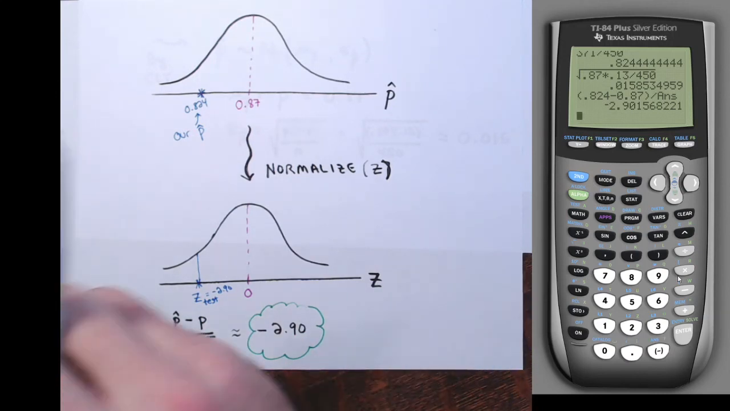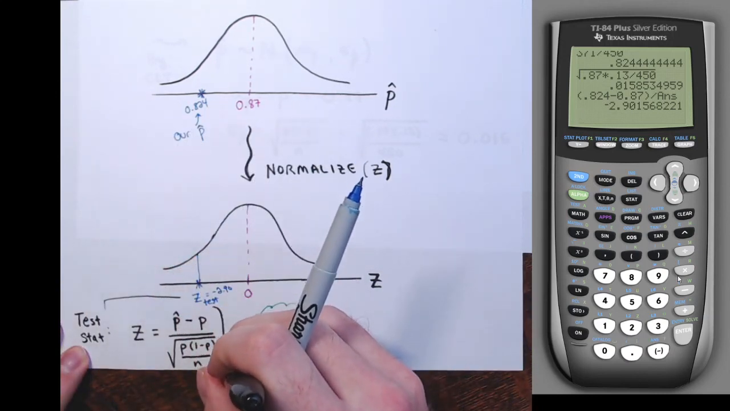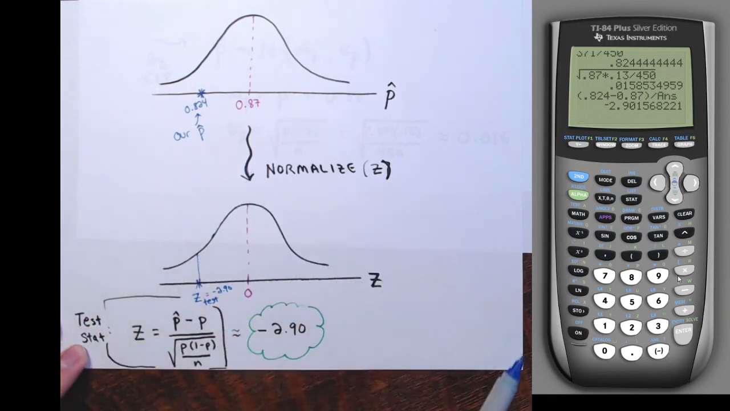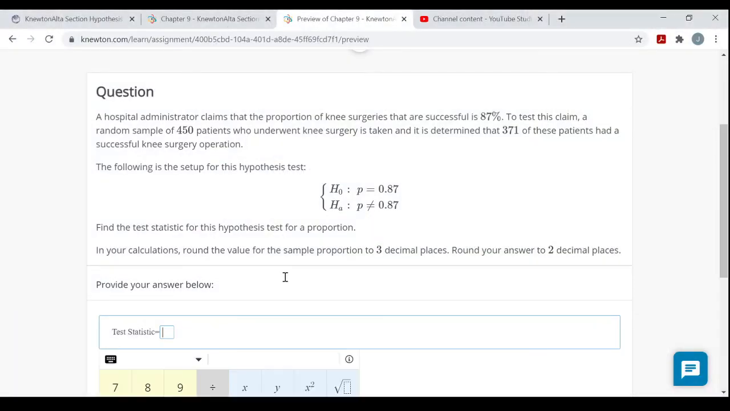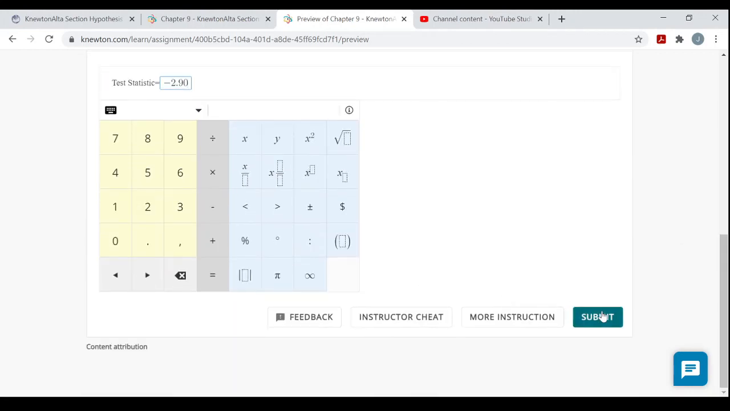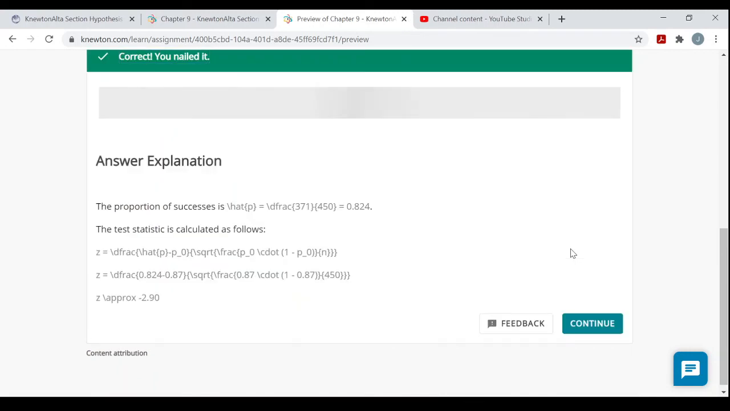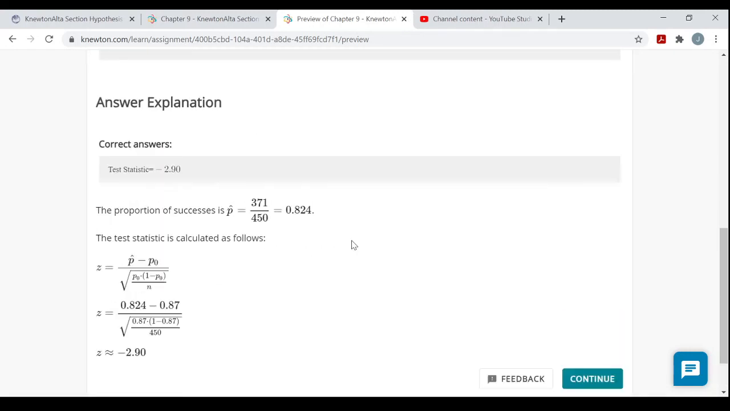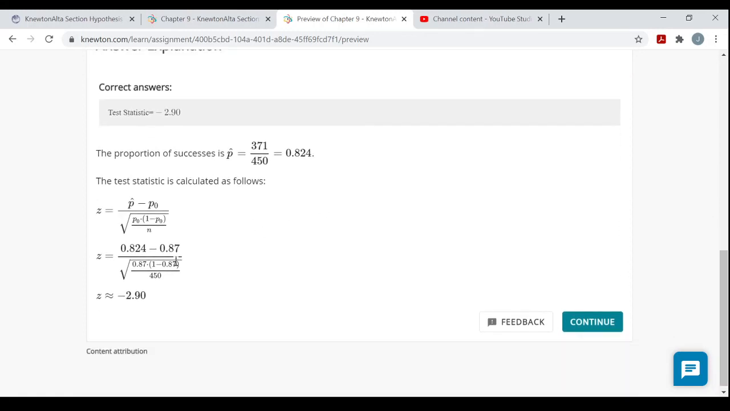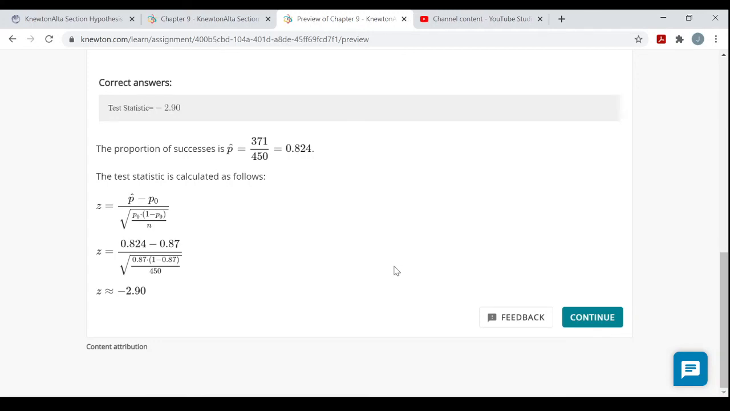What was our test statistic? And I'll box this formula in too, because this is important: how you calculate the z-score for your sample proportion. Alright, going back to the website, to 2 decimal places, negative 2.90. And it says, great, you nailed it. And look at the calculation they went through, the exact same calculation I just showed you. Wonderful. And that's all you're asked to do for this objective, this kind of question.